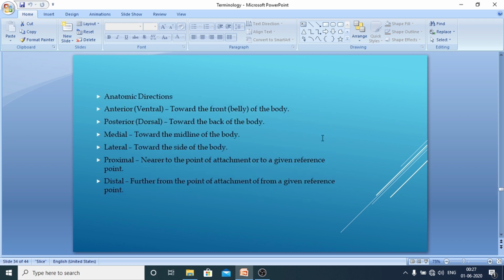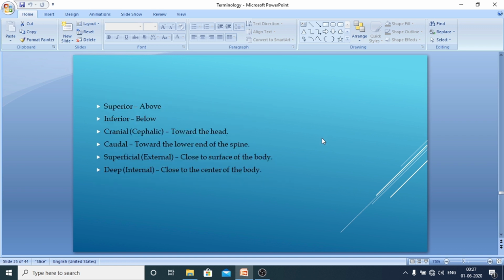Anatomic directions. Anterior, also known as ventral, towards the front or belly of the body. Posterior, also known as dorsal, towards the back of the body. Medial, towards the midline of the body. Lateral, towards the side of the body. Proximal, nearer to the point of attachment or to a given reference point. Distal, further from the point of attachment or from a given reference point.